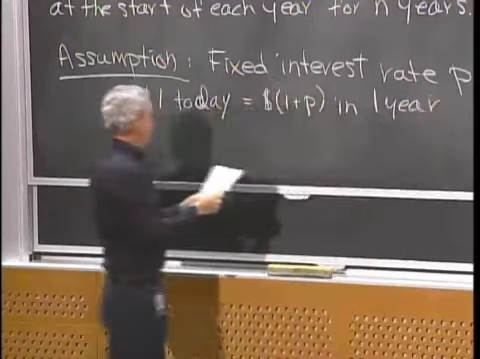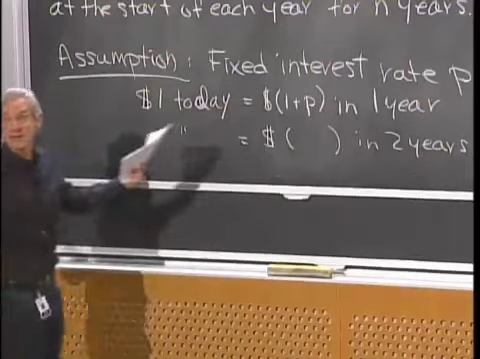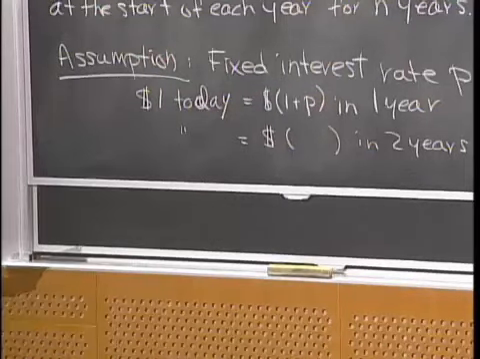Similarly, $1 today, how much is that going to be worth in 2 years? Say that P stays fixed, same over all time. 1 plus P squared. Because every year you multiply what you got by 1 plus P, because that's the interest you're getting. All right, well, think of it in terms of interest. In 3 years, $1 today is worth 1 plus P cubed in 3 years, and so forth.